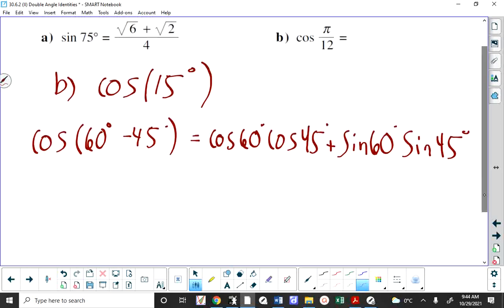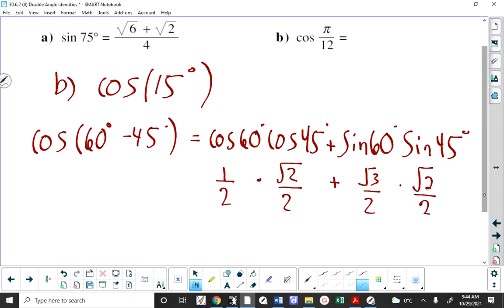And then I go to my knowledge from the unit circle. Cos of 60 is 1/2. Cos of 45 is root 2 over 2. Sine of 60 is root 3 over 2. Sine of 45 is the y coordinate at 45 degrees. At 45 degrees, the x and the y coordinates are the same, so sine and cosine of 45 are both the same.